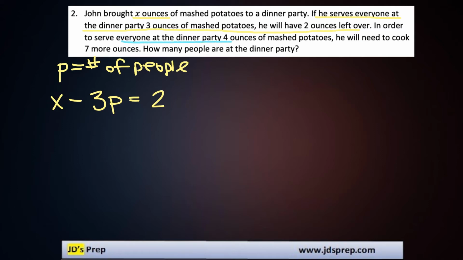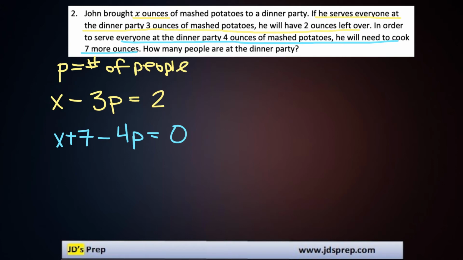Now, the second equation is based on the fact that it says to serve everyone at the dinner party 4 ounces of potatoes, he will need to cook 7 more ounces. So we're going to take X and add 7. So now there's 7 more ounces. And if we take away 4 ounces per person, then there would be no potatoes left. So that's our second equation.